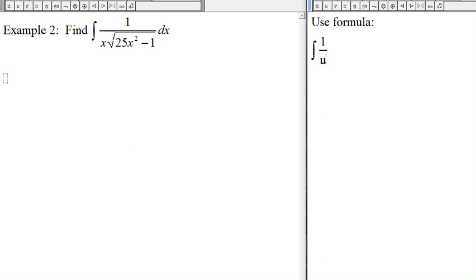The integral of 1 divided by u square root of u squared minus a squared du. And for this formula, this comes out to be 1 over a arcsecant of the absolute value of u divided by a.